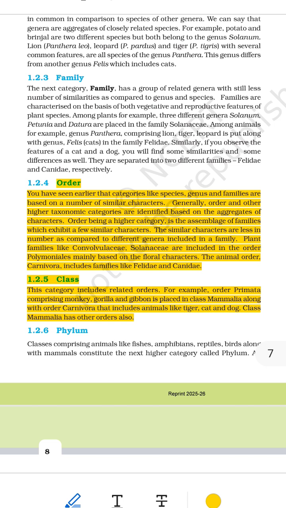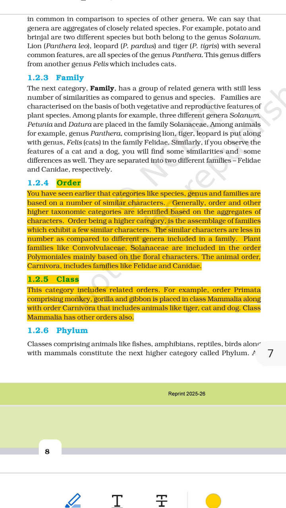Next line in the textbook: the similar characters are less in number as compared to different genera included in a family. Meaning, inside a family, the genera are quite similar. But inside an order, the families are less similar. So the higher you go, like from family to order, the fewer similarities there are.